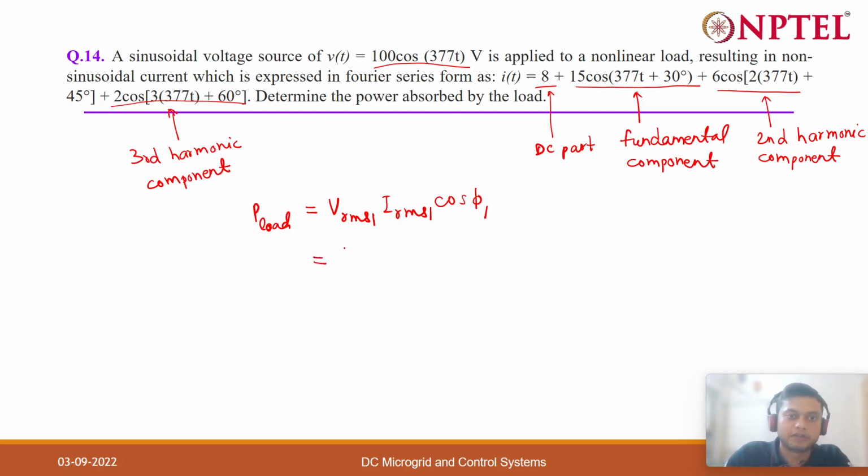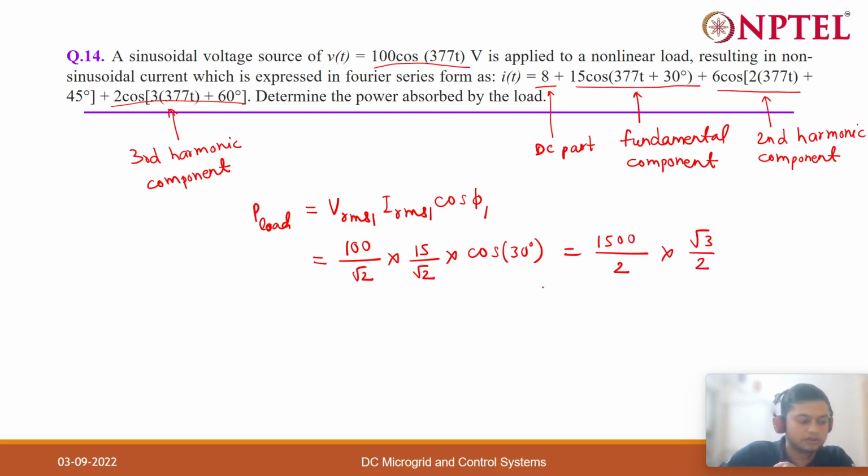So V RMS1 will be 100 divided by root 2, I RMS1 will be 15 divided by root 2, and cos phi 1 will be cos 30 degrees. So 1500 divided by 2, times cos 30, which is root 3 divided by 2. It comes out to 649.5 watt, approximately 650 watt. 650 watt will be the final answer.